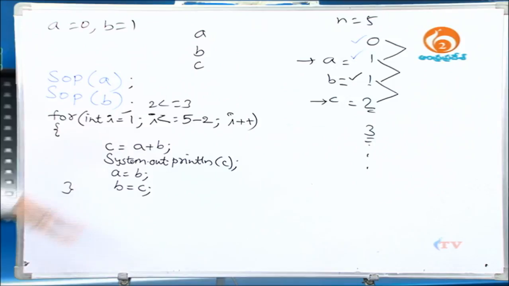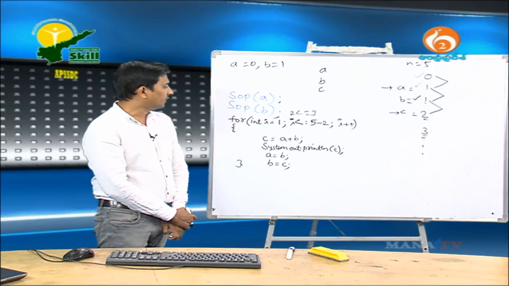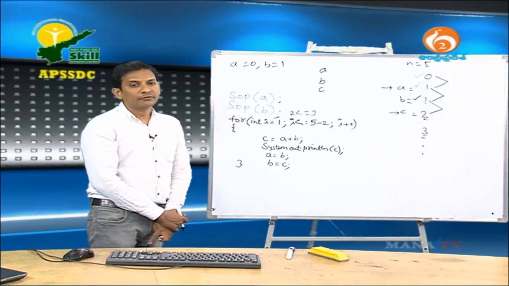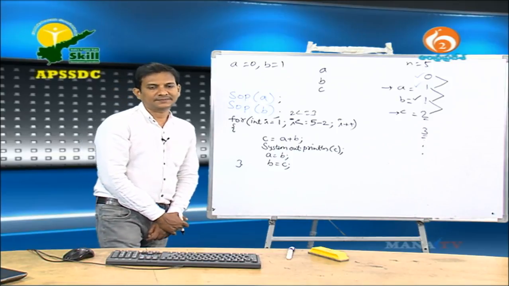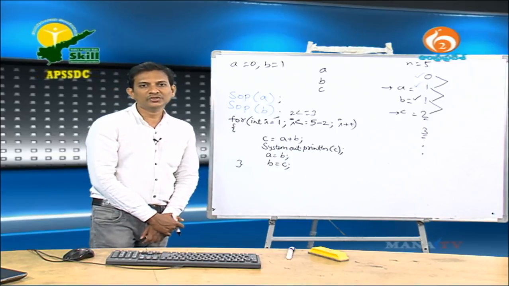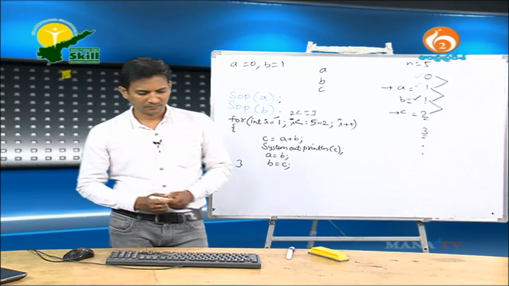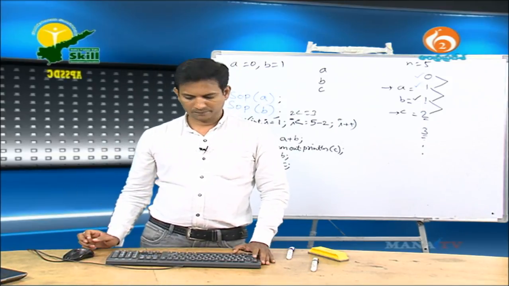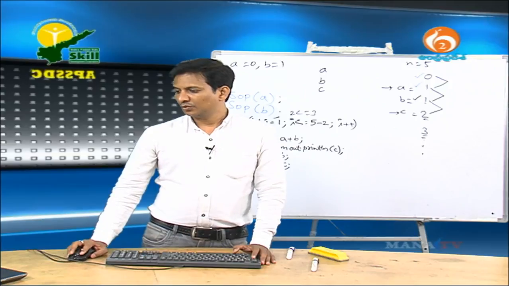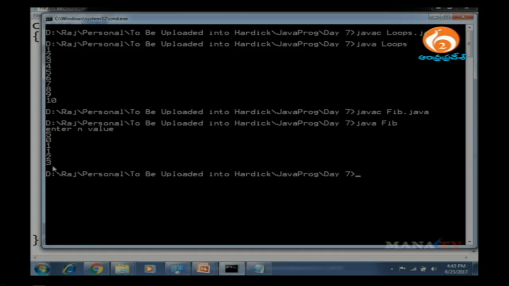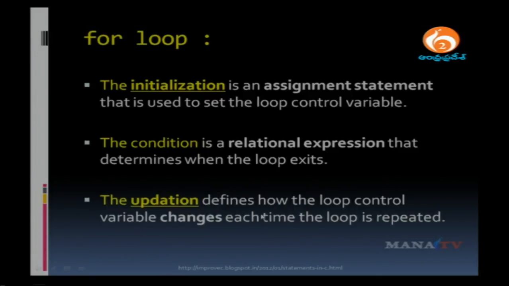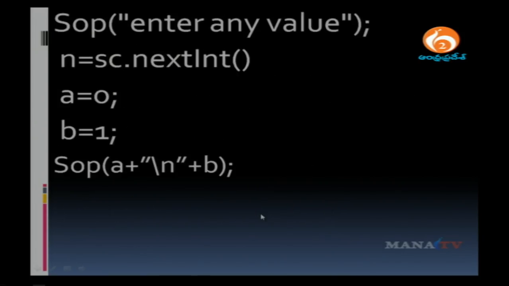This is the logic for that one. This is called Fibonacci series. So 0, 1, 1, 2, 3. This is the output we got here. We have seen this program.